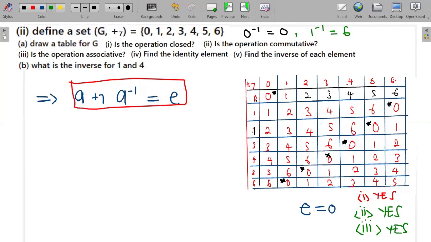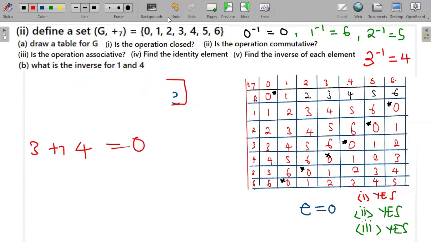Okay, let's find the inverse of 2. So inverse of 2, it will be 2 modulo 7. And then which number gives me a 0 when I combine it with 2? So 2 modulo 7, 5, I get 0. So meaning 5 is the inverse of 2. Okay, let's look at the inverse of 3 now. So 3 modulo 7, 4, I get a 0 there. So the inverse of 3 is equal to 4. So now you get the idea of how we are finding these things, right?